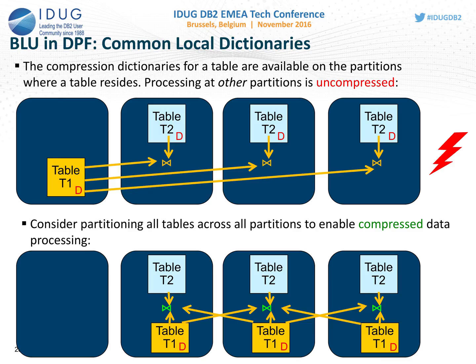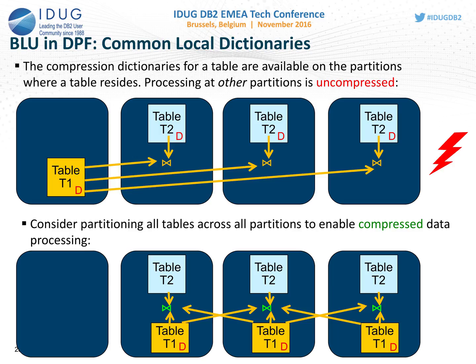We have a question. Can you replicate BLU tables? A good question, because when you look at this picture, what comes to mind is I make table T1 a replicated table, and then I have this problem solved, right? Well, not quite. Even though it can be replicated, as far as I know, the replicated table will not be compressed either. It's a limitation right now, so no, unfortunately, that doesn't help.